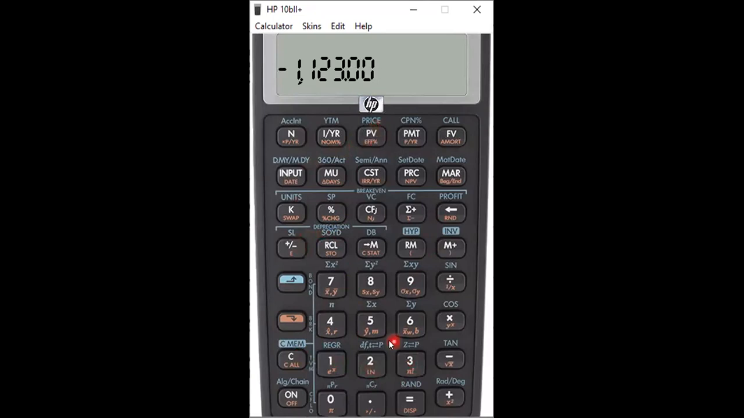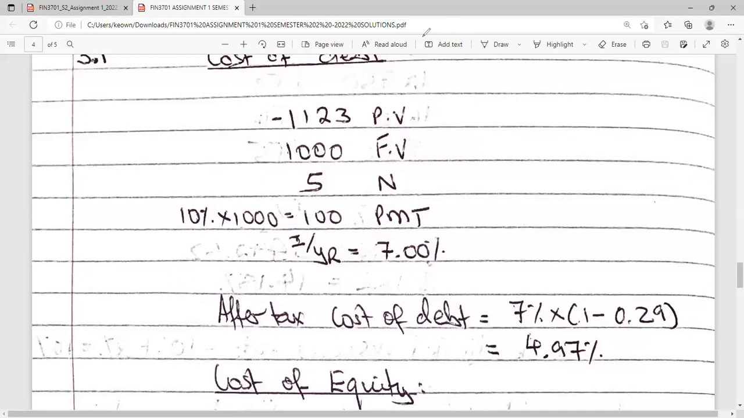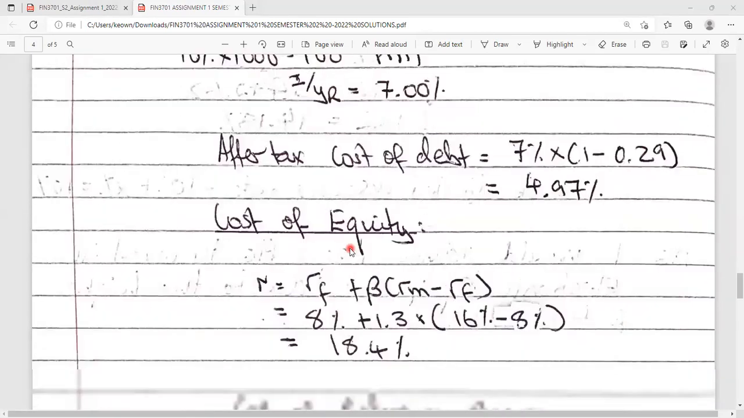1123 negative PV, 1000 is my future value, 5 is my N, 10% of 1000 as my PMT, and then my interest is 7%. So we got it there. And then once we get our interest, we can take our interest, multiply it by 1 minus the tax, and that gives us the after-tax cost of debt.